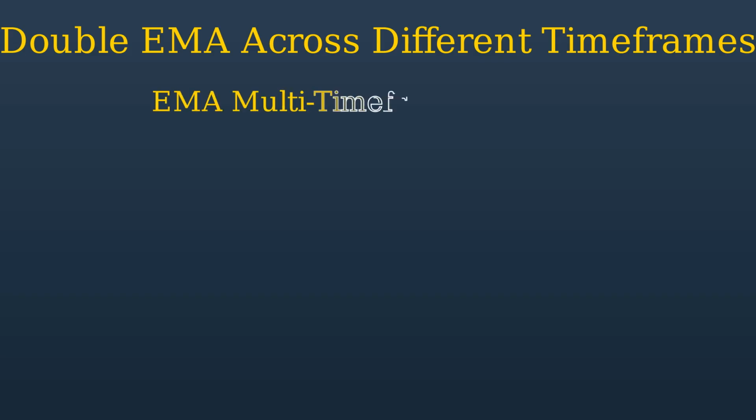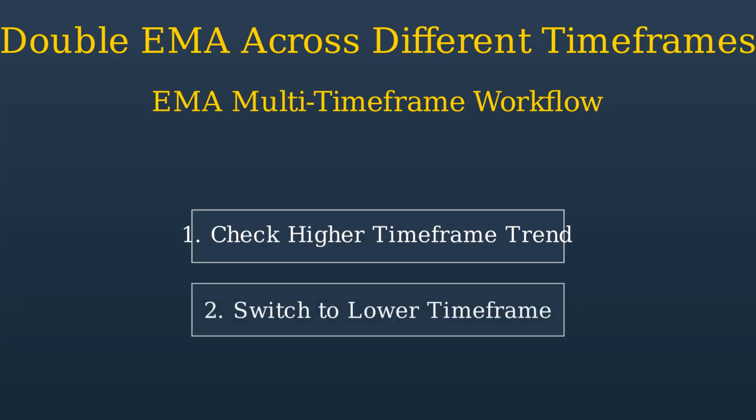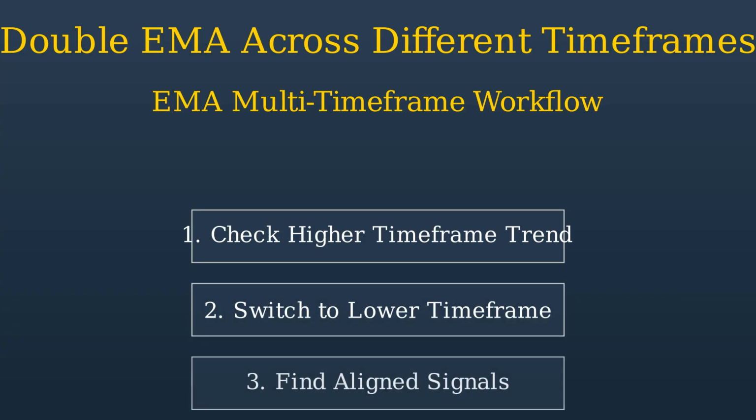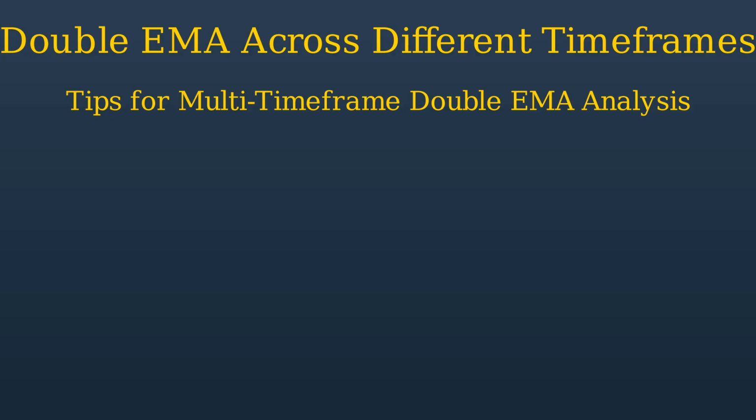A practical double EMA multi-timeframe workflow involves 4 key steps. First, check the higher time frame to confirm the overall market direction using the double EMA crossover. Then, switch to a lower time frame while maintaining the same EMA settings. Look for double EMA crossovers on the lower time frame that align with the higher time frame trend. Finally, use these aligned signals for precise entry and exit timing. To maximize the effectiveness of multi-time frame double EMA analysis, consider these key tips.